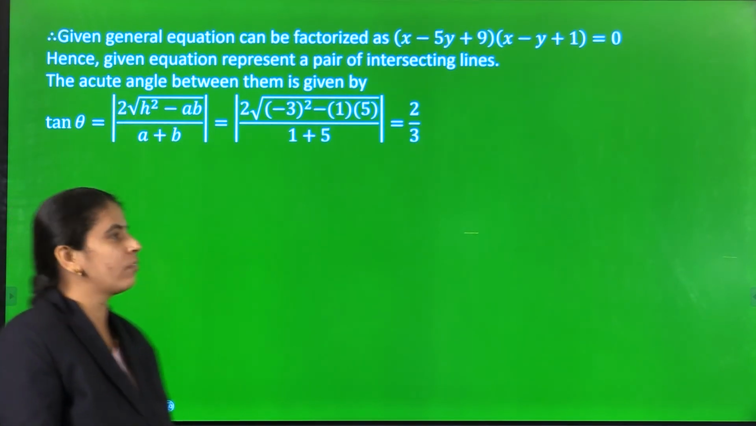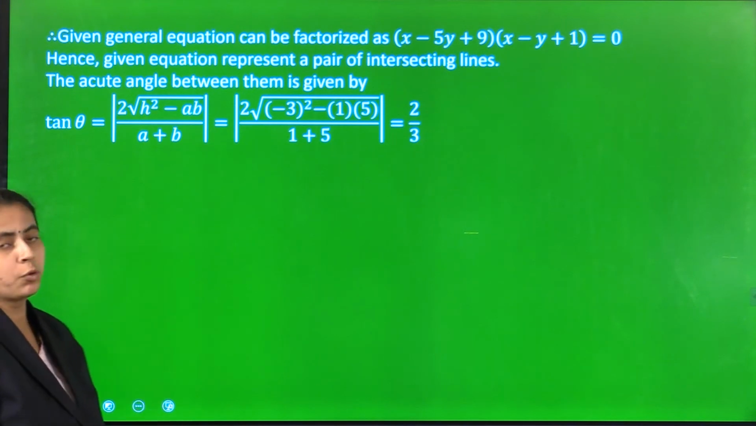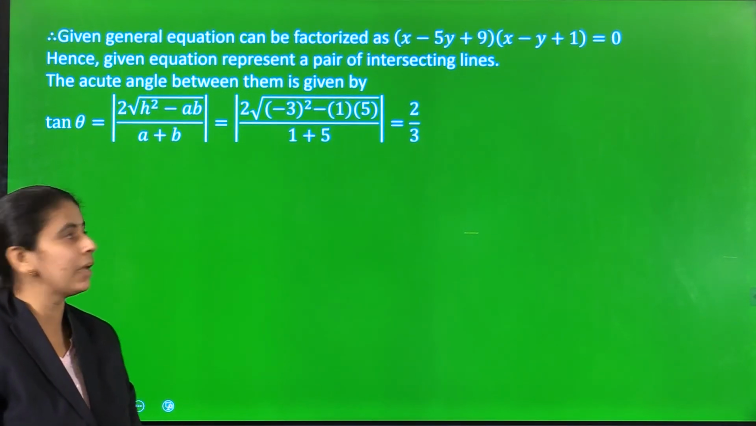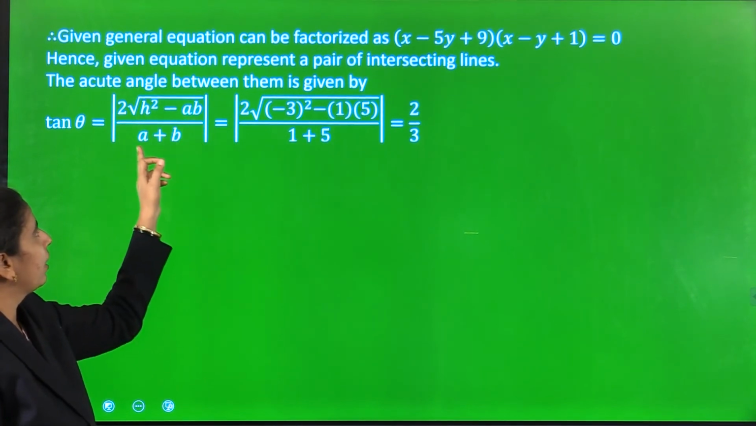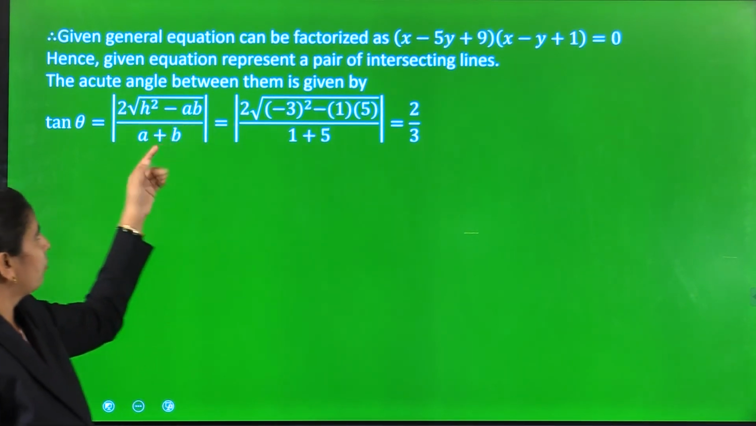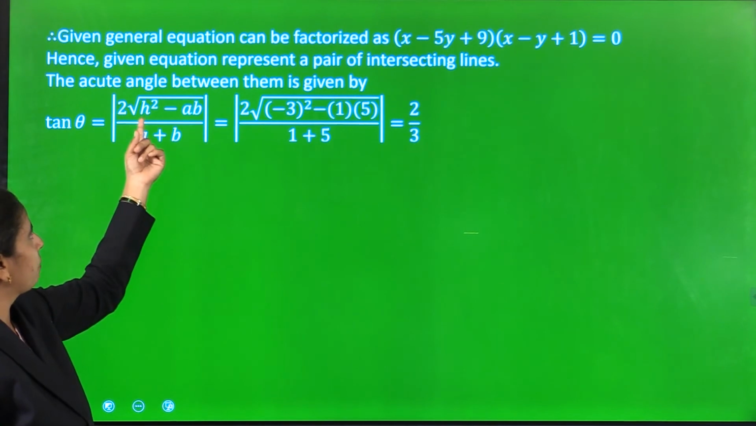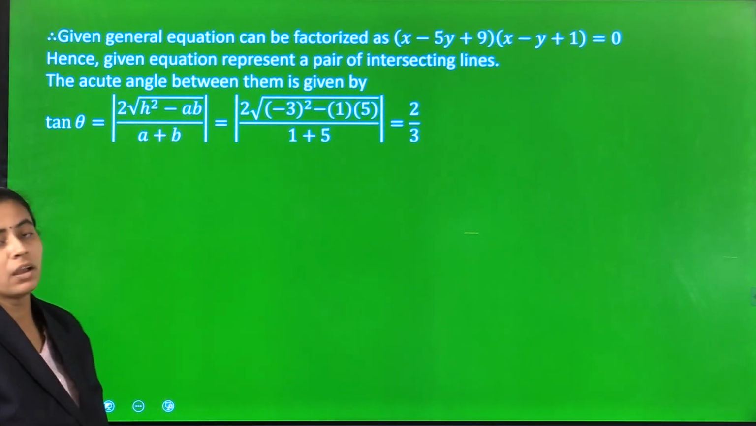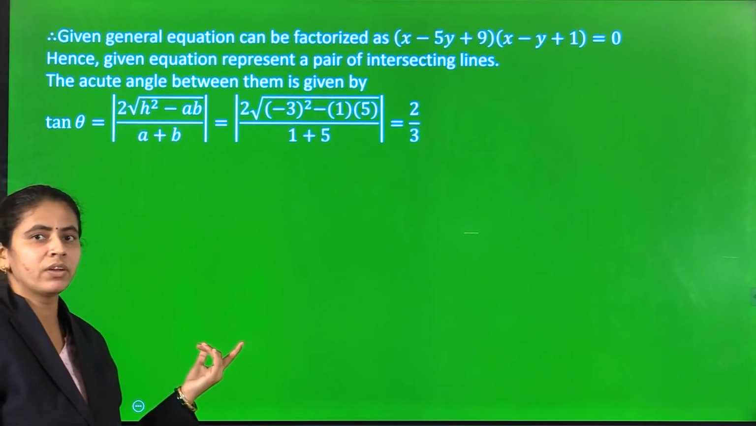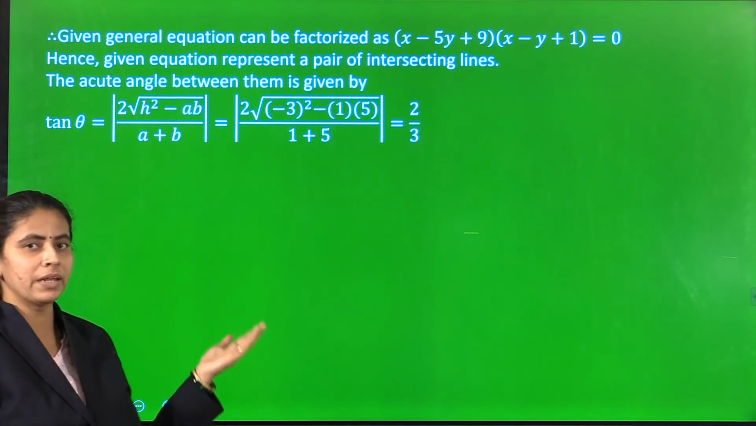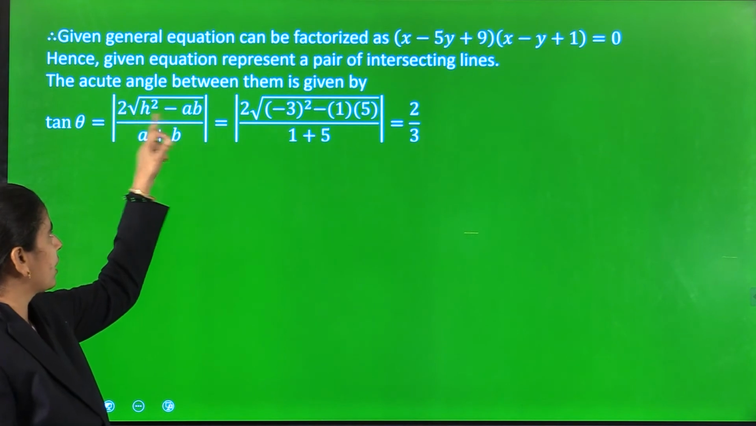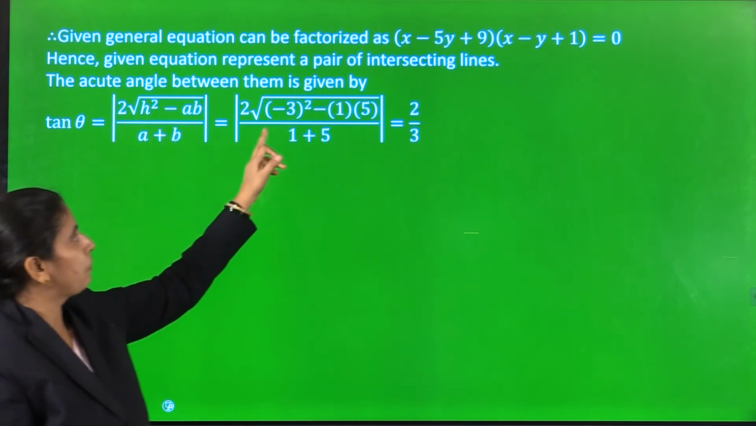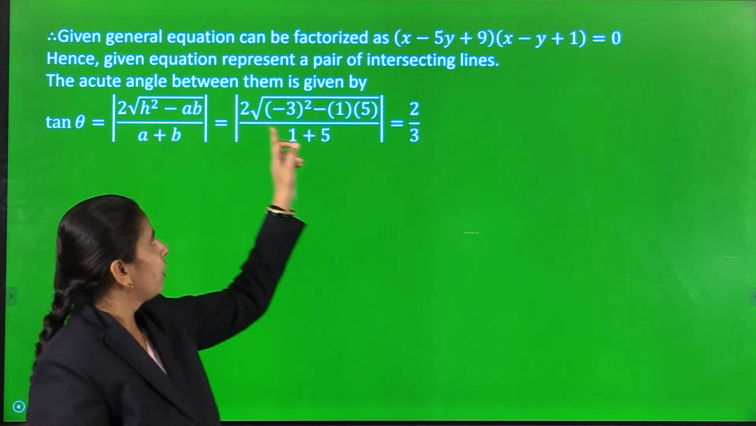is tan theta equal to mod of 2 root of h square minus ab upon a plus b. We can put the values of h, a and b from the given general second degree equation. Comparing that equation with the standard equation, you will get the values of h, a and b.